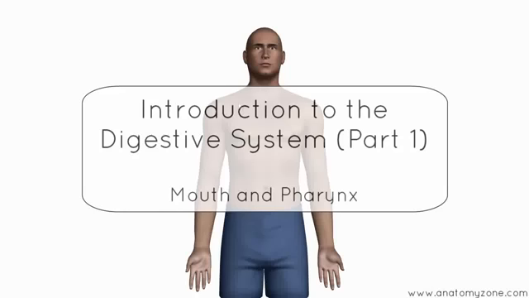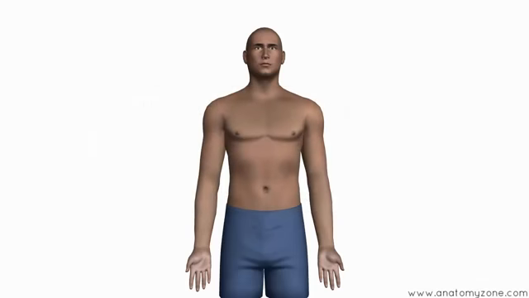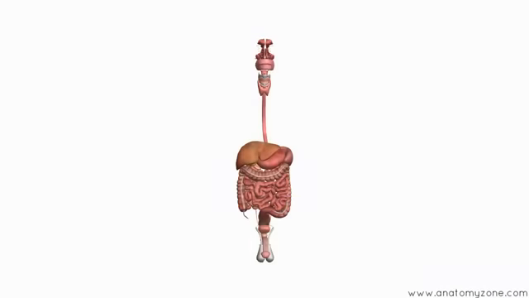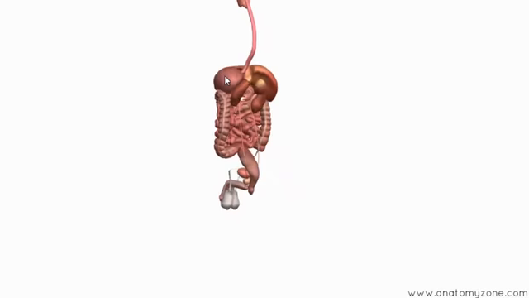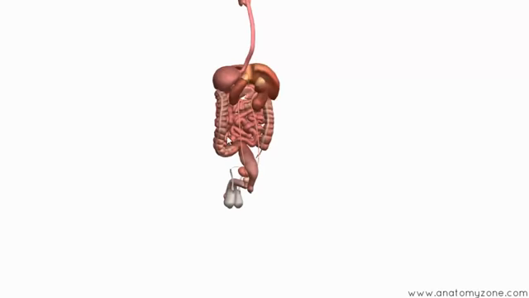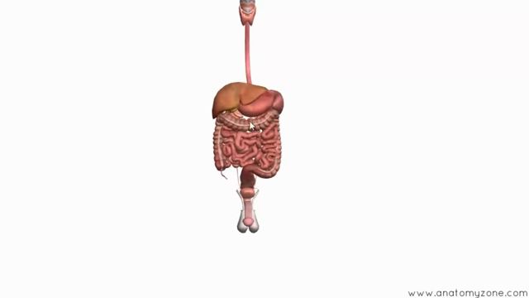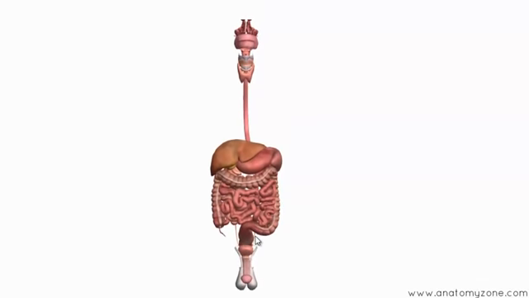Okay, so this is a tutorial to introduce you to the digestive system. The digestive system is essentially a long tube, about 6 meters long, and it runs all the way from the mouth right down to the anus. You can see how this tube is folded in this abdominal area, so this increases the surface area for absorption of nutrients.